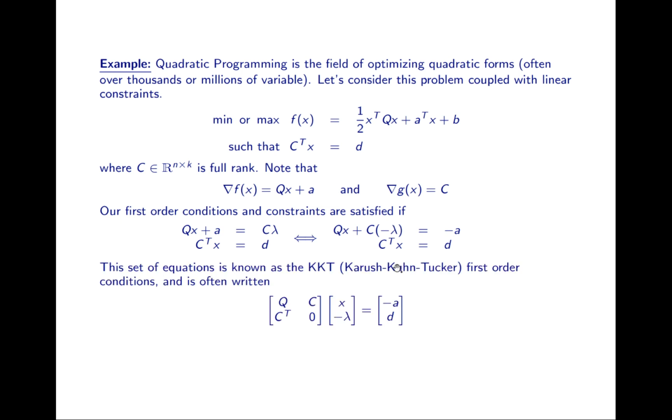So this set of equations, rearranged in this way, are known as the Karush-Kuhn-Tucker first order optimality conditions. So in order to find possible optimizers for this quadratic program with a linear constraint, we solve this linear system.